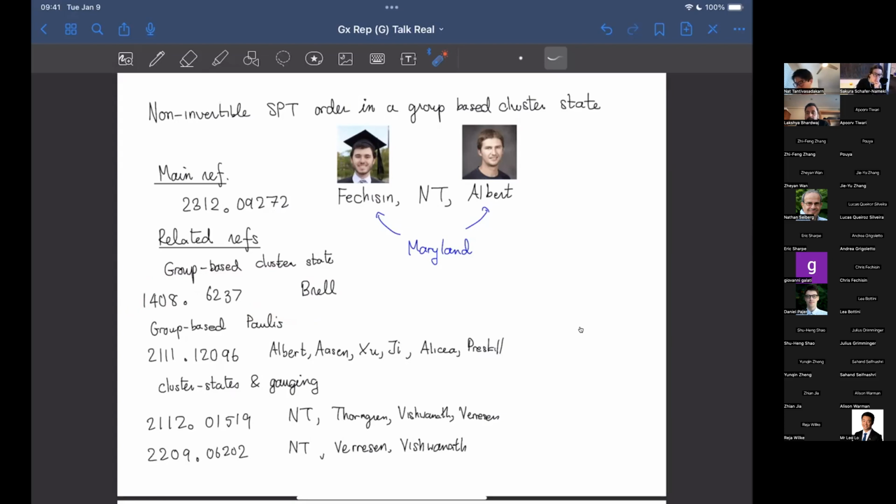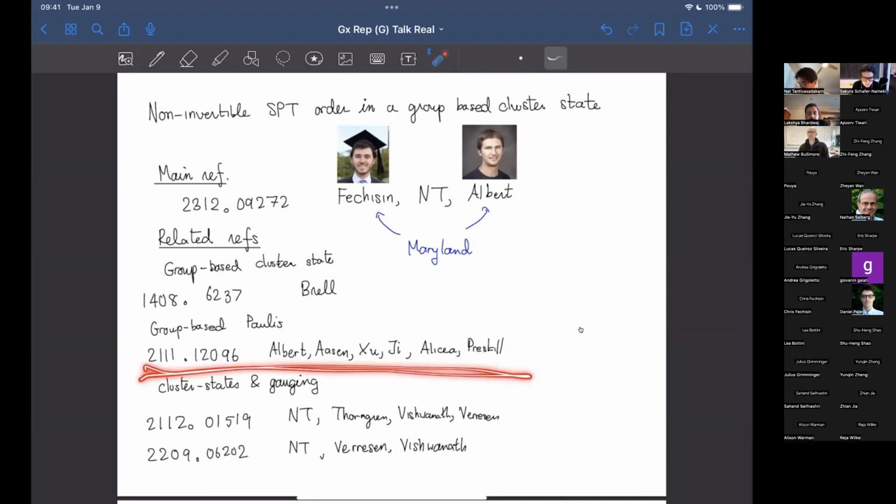What we did was we took this example and just analyzed the 1D case, 1 plus 1D, and tried to understand all these microscopic features better. The tools we used that allowed us to understand more came from some of these works. One is how to generalize Pauli operators to the group-based versions, which was done by Victor and others. And also, one of the things I'm going to try to highlight today is how these generalized cluster states are closely related to the notion of gauging.